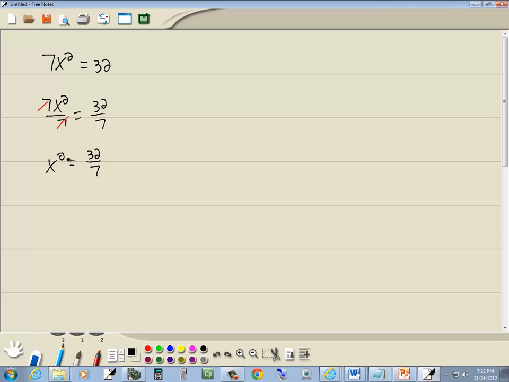Okay, the square root property says if you got something squared equal to something else, you drop your squared and put a plus or minus square root around the other side. And we got a problem here. We can't have a fraction inside of a radical, but we got a property that says if you got a fraction inside of a radical, you can split it up. You can put a square root around the top and a square root around the bottom.